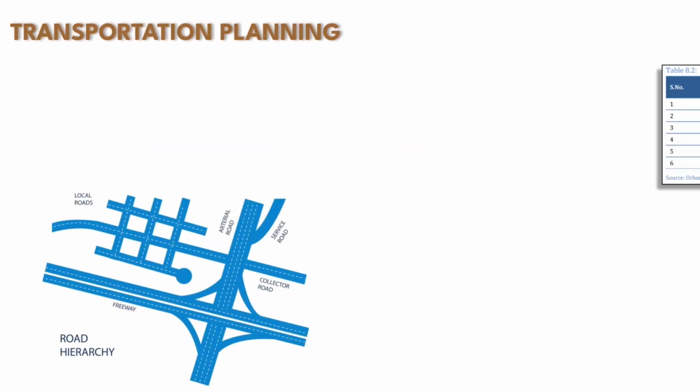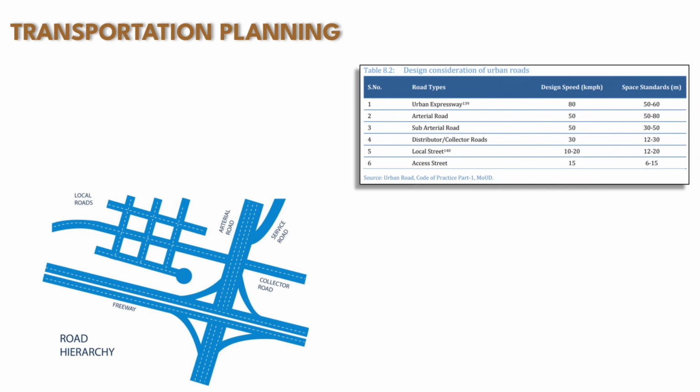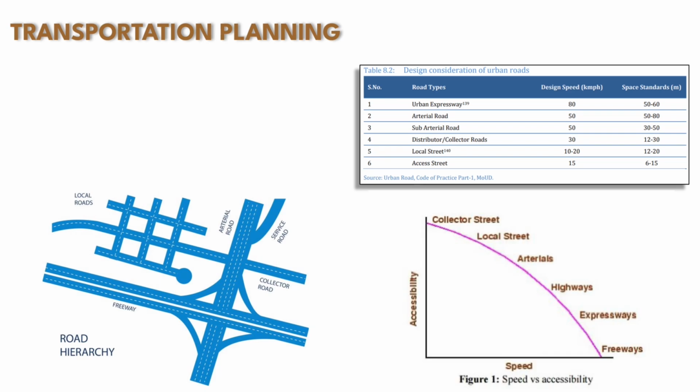Let's move to the next topic, that is transportation planning. As per the standard of Ministry of Urban Development, urban roads are classified into 6 categories. Each type of road has its own purpose, design speed and space requirement. Higher hierarchy of roads are wider, hence they require more space. They are also designed for higher speeds.